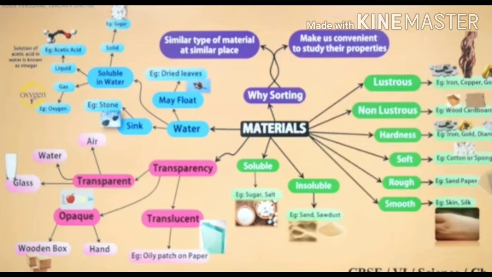Then, translucent materials. These are the materials through which partial light can pass, like butter paper or tracing paper. An oily patch on paper is also an example of translucent material. If you take a paper and apply oil on it, you can see partially through the paper, and that makes it a translucent material.